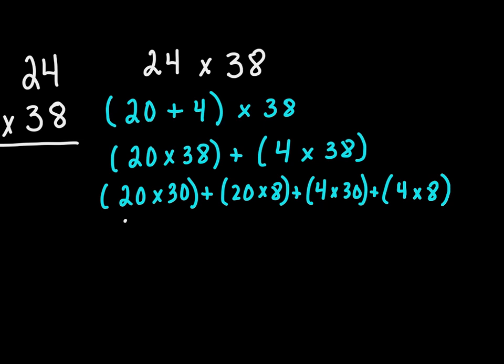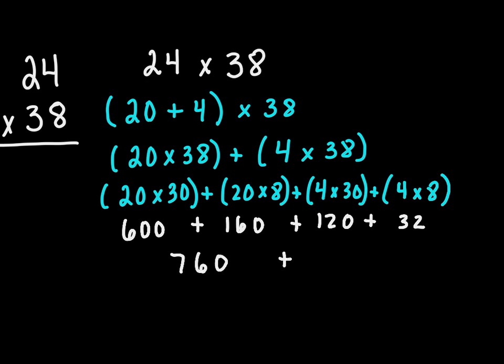So we have 2 times 3, and that's 6 with 2 zeros. Bring down your plus sign. 2 times 8 is 16 with 1 zero. Bring down your plus sign. 4 times 3 is 12. Bring down your 0. 4 times 8 is 32. So now we have our partial products. We have 760 on this one. On the side, we have 120 plus 32 is 152. All right, and when we add these up, we get 912. There is our product.